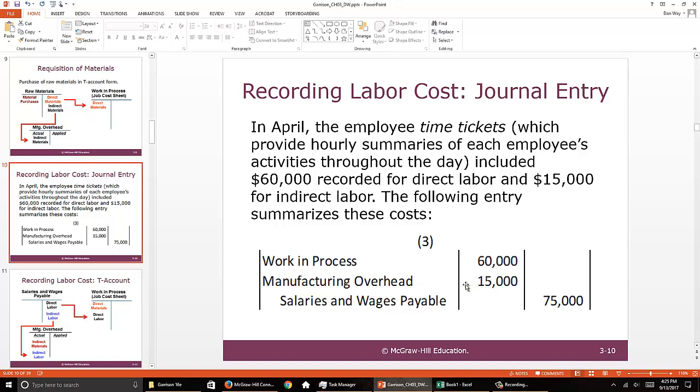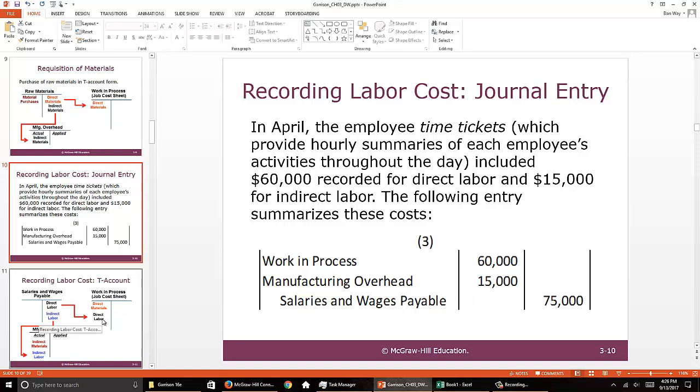Indirect costs have to hit the overhead account, and then we'll later apply those to work in process on the basis of how much of our allocation base each particular job is using during the period. So we're finishing this entry with a credit to salaries and wages payable for $75,000.